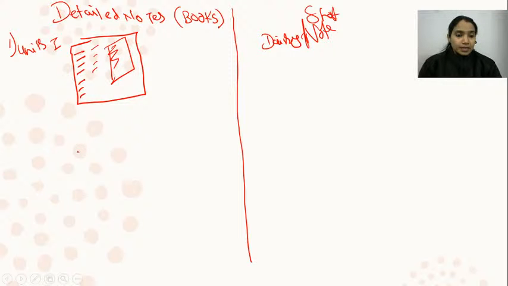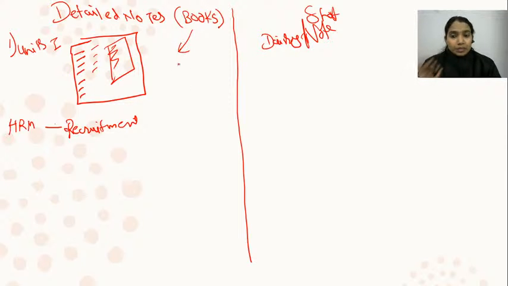How do you make the detailed notes? Either you're studying from books or from a PDF. Suppose I am studying the topic HRM, Human Resource Management, and within it the topic recruitment. So for recruitment I am making the detailed notes. Detailed notes does not mean that whatever you read from the book or PDF, you copy it exactly as it is. That's not making notes.